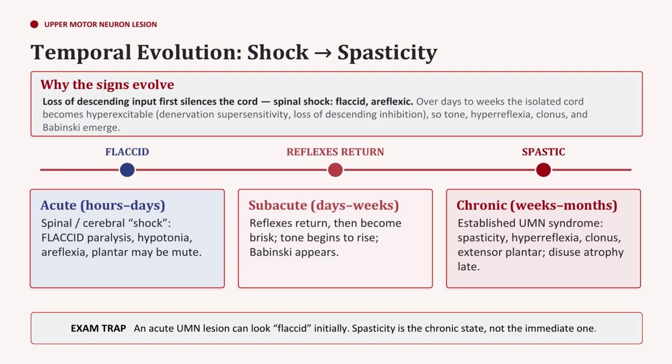So the exam trap on the maroon banner is real. If a vignette describes an acute lesion with flaccid weakness and absent reflexes, do not reflexively call it lower motor neuron. Ask about the time course. Spasticity is the chronic signature. Flaccidity can be the acute face of the very same upper motor neuron lesion.